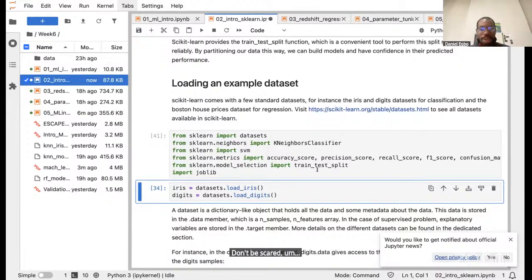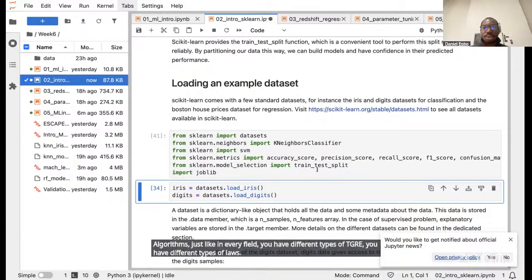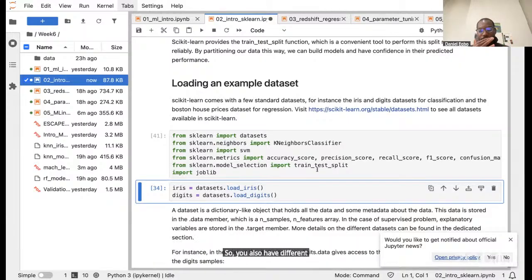You have different types of machine learning algorithms. Just like in every field, you have different types of theory, you have different types of laws. So you also have different types of classification or regression algorithms designed by different people. Okay, so don't be scared.